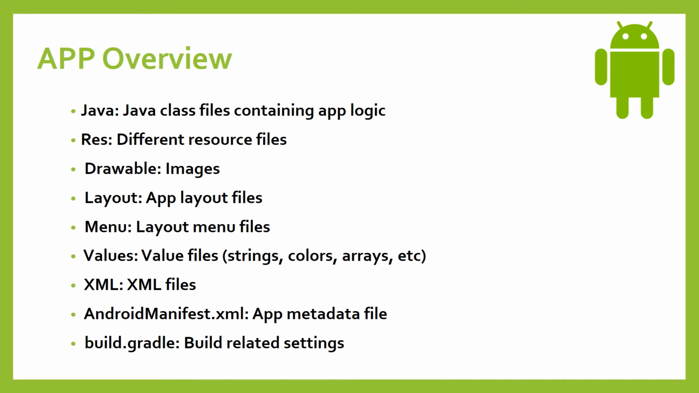What are the drawables? What is the layout? What are the menu files that the app is using? What are the values? Maybe the color values or the array values, or what are the other XML files that the app will be making use of? What is the Android manifest.xml? What is the importance of having an entry in the Android manifest.xml file, which is the metadata file?